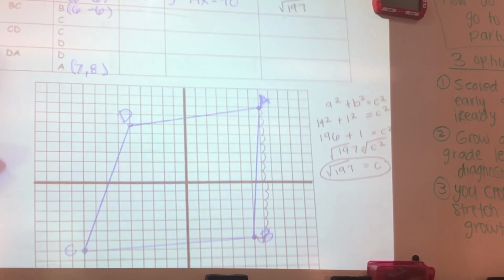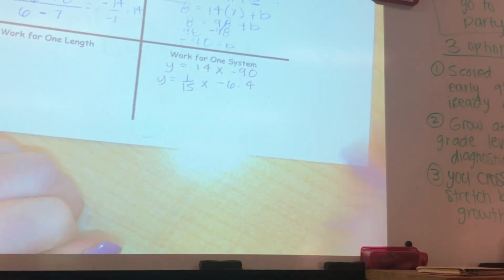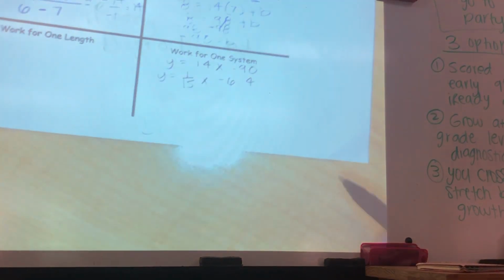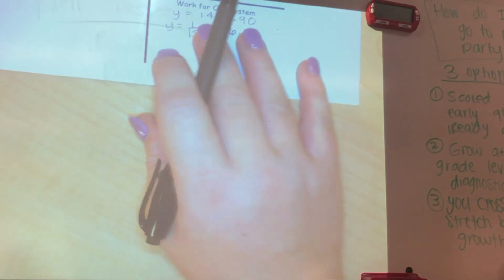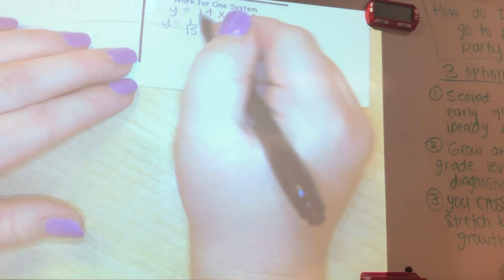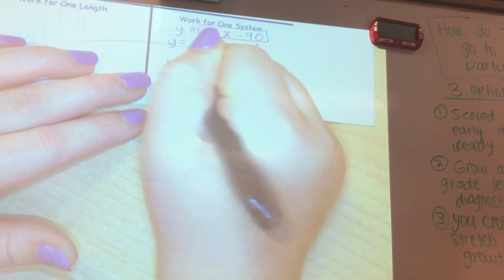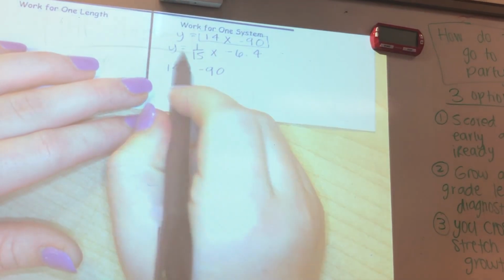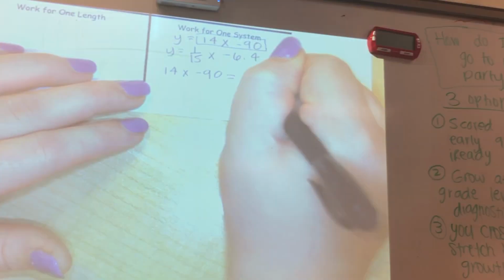What? Was it 115? Oh yeah, it was 1/15. My bad. Thank you, Miss Johnston. 1/15. You can pick any 2, but I'm just picking the first 2 to make it easy. Since all of your equations say y equals, we're going to use substitution. So I'm going to say 14x minus 90 is going to replace this y, or substitute for this y value in the other equation.